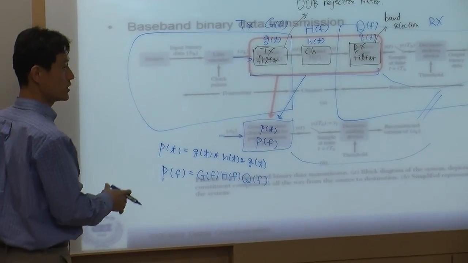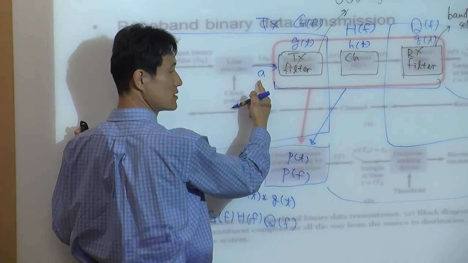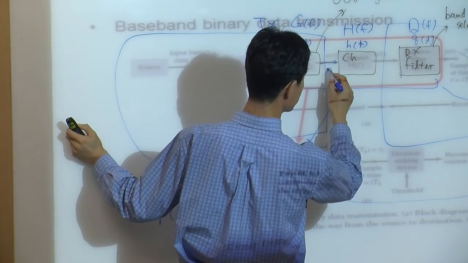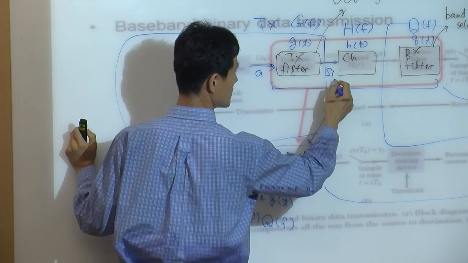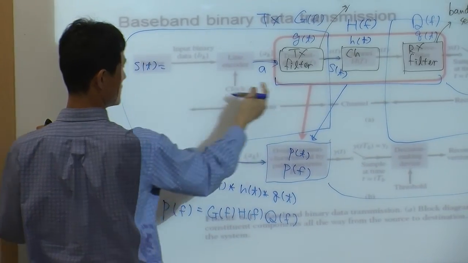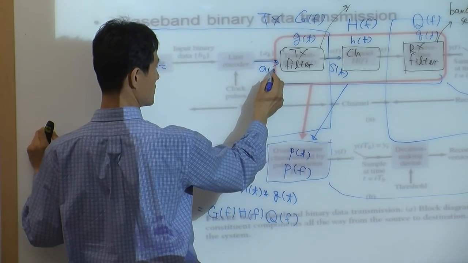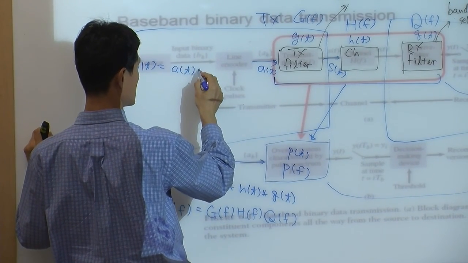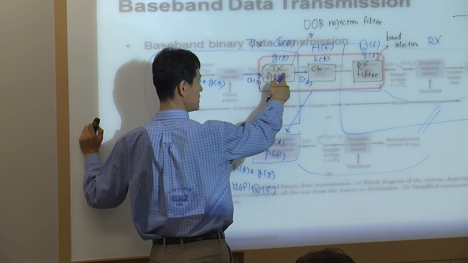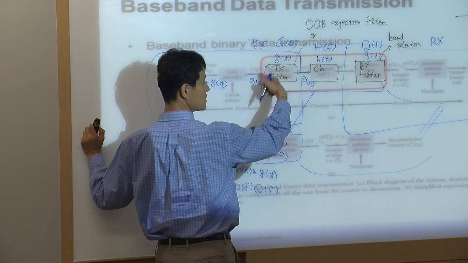How do you know? Let's say this is A, the input. And what's going to be the output of this? This output, let's say, is S. What is S? ST equals the convolution of A and GT. Let's call this AT, then AT convolved with GT, because this is the output, this is the filter impulse response, and this is the input. So simply the output is a convolution of these two.